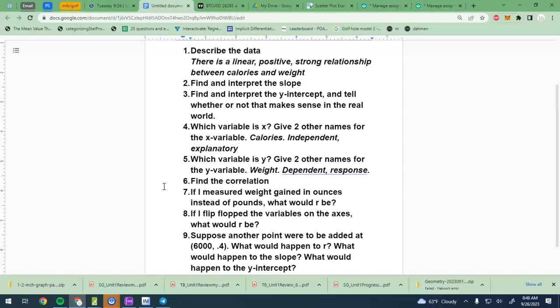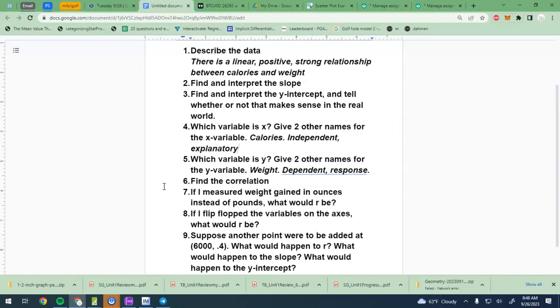So that's my form. It is linear. Direction is positive because we're going up. It's a strong relationship because the dots are all really close. And then I said between calories and weight to give the context of the problem. If I'm grading this sentence, I would be looking for 4 things. I'm not looking at grammar, spelling, or sentence construction. I'm looking: is it linear, positive, strong, and is there something about the context.